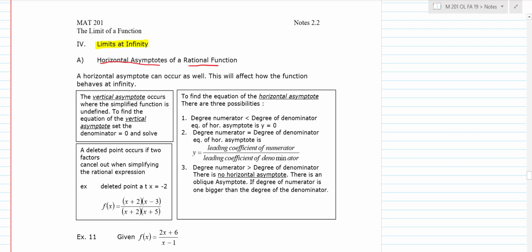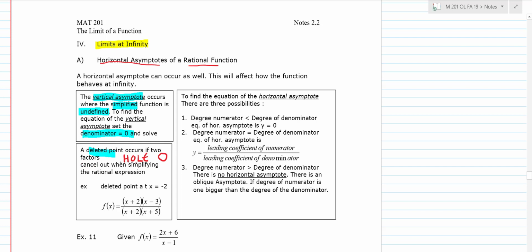Typically, in college algebra and pre-calculus, you learn about asymptotes. So this is a reminder of how you look at different asymptotes. First of all, a vertical asymptote is always going to occur where the simplified function is undefined. So typically you're looking at where the denominator is equal to 0 after the rational function is simplified. Okay, a deleted point, and a lot of times I just call this a hole, is represented by just an open circle.